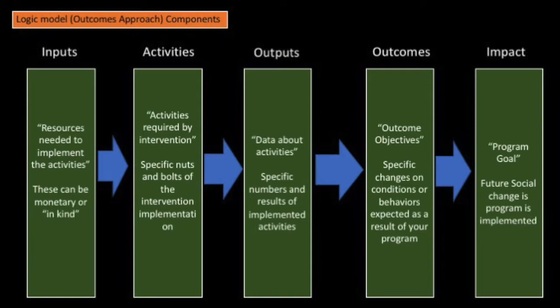But in order to achieve these outcomes, you need some outputs. You need some results of activities. These outputs are the data about activities. They are specific numbers and results of these implemented activities. Now, the outputs are going to be achieved only if activities are implemented. And the activities are the activities required by the intervention you are implementing in your program. They're the specific nuts and bolts of the intervention implementation.